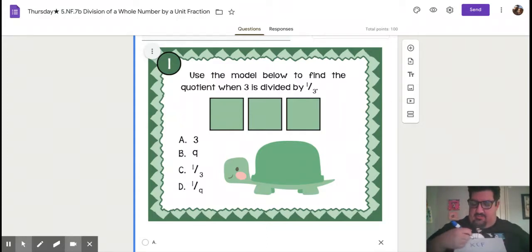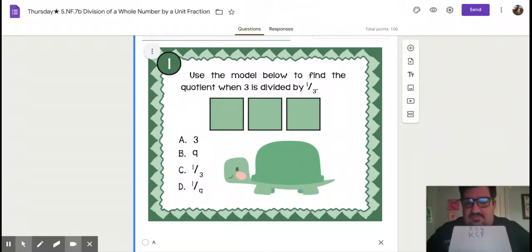So we're going to put the 3. Oh, Mr. Morrison made his 3 look like an E. So we got 3 divided by 1/3. So we have 3 wholes, and we're going to break it up into thirds, okay? But this is how easy this is.